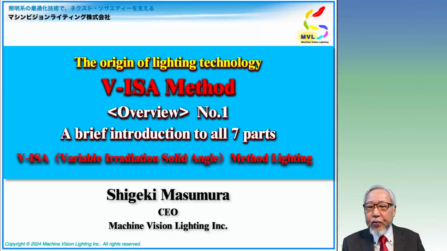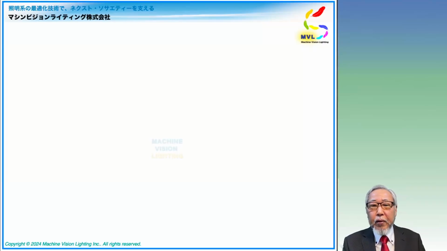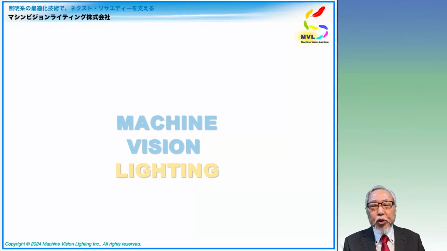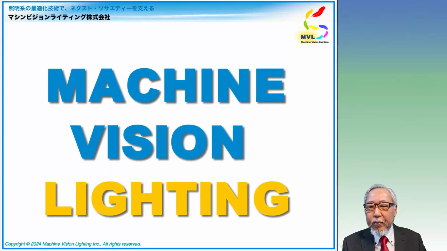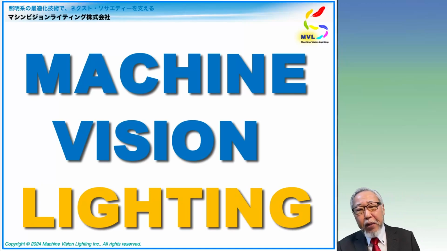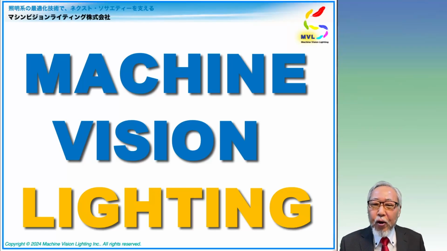I'm going to give an overview of this in two parts. This is the first part. First, machine vision lighting. Obviously, it has become quite popular now, but back then, no matter where you searched on the web, you wouldn't find this term. Lighting technology for machine vision is a new technology that has been developed over the last quarter century.